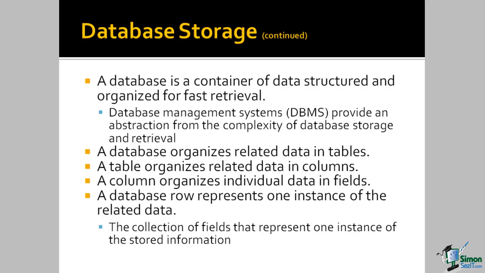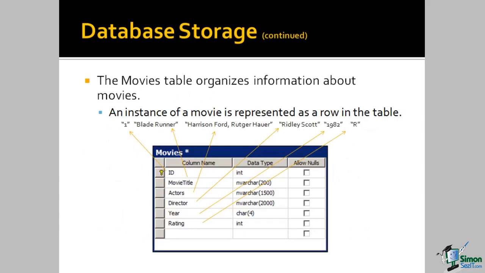A database is organized in tables. The tables are organized in columns. The columns organize the individual data fields, and a row within a table represents an instance of related data. As an example, we have a movies table that organizes information about movies. An instance of a movie is a row in the table.